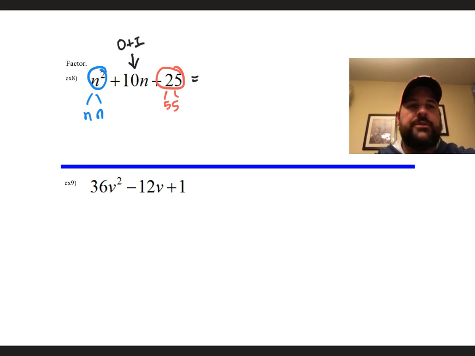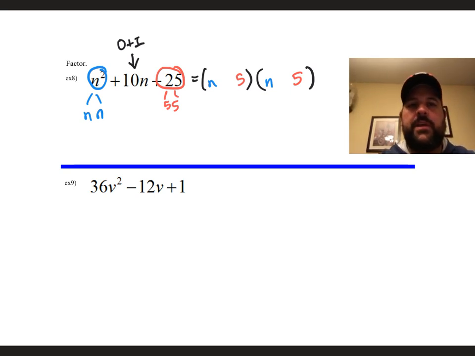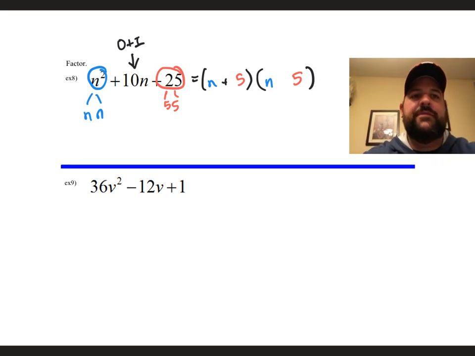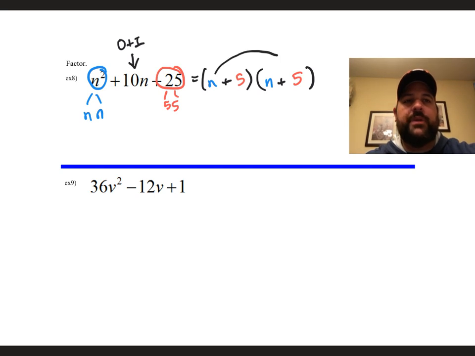So what we're going to do is we're going to still use our binomial, and we're still going to use n as the first term in each set of parentheses. I'm going to use 5 as the second term in each set of parentheses. But the key is I want to end up with positive 10n. The way that's going to happen is if I take a positive 5 and a positive 5. So that way my outside multiplication is positive 5n. My inside multiplication is positive 5n.